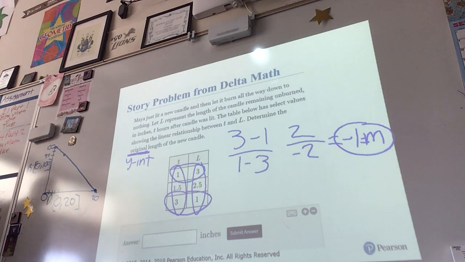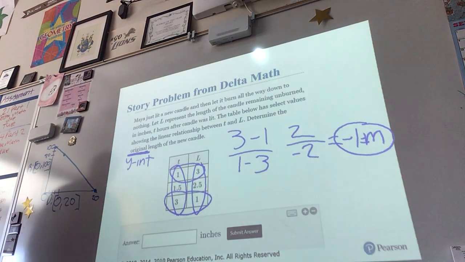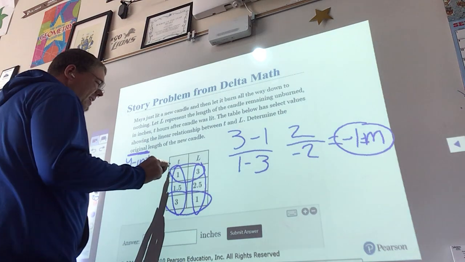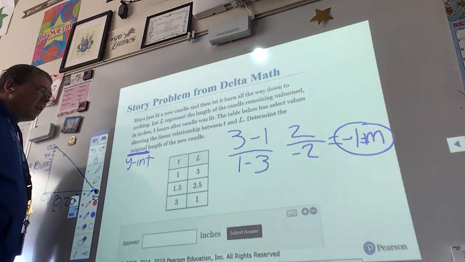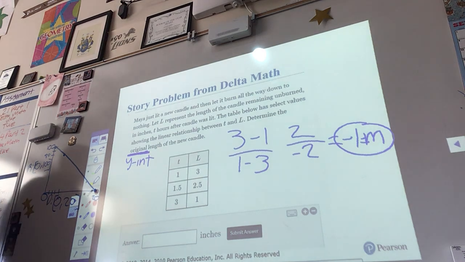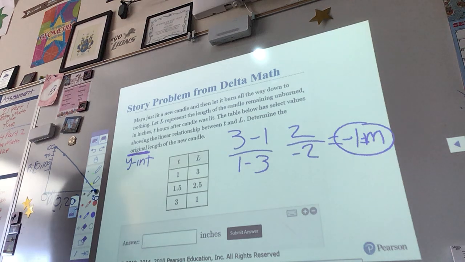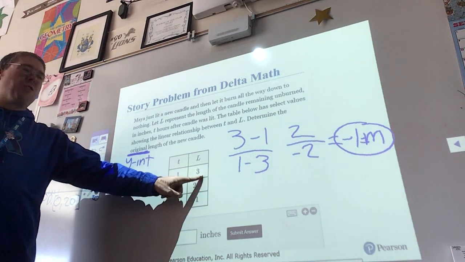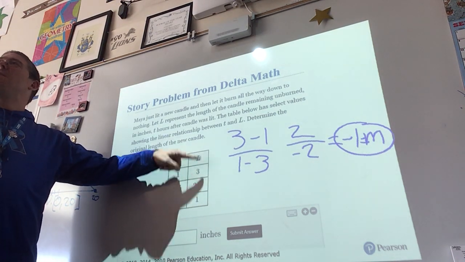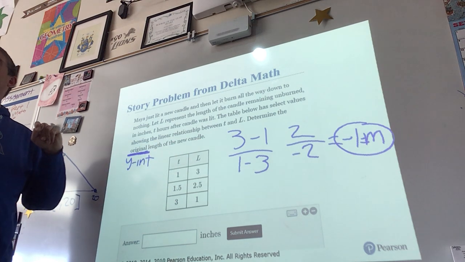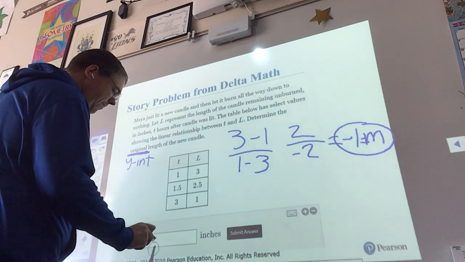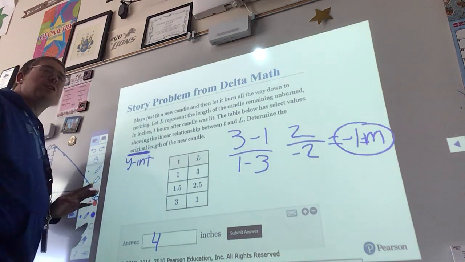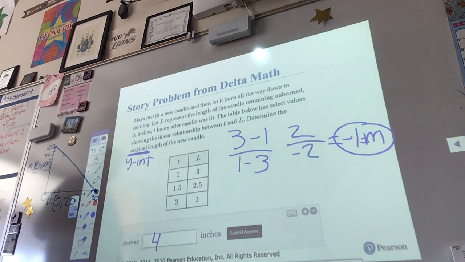There's 2 ways we could answer this question. We could just think about it and try to figure it out. Or we could plug this into point slope form. If you just wanted to think about it, you could say to yourself, well, at 1 hour I had 3 inches. So if I go backwards an hour, how many inches would I have? 4. That is our answer. Okay? You could do it that way, totally fine.